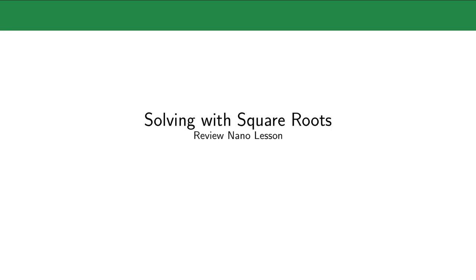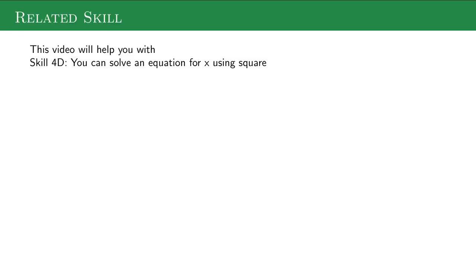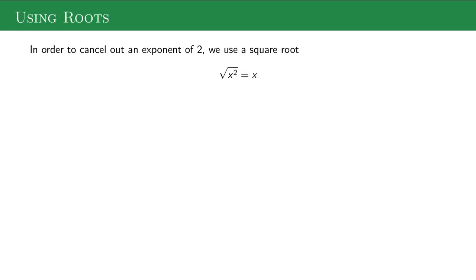In this speedy review video, we're going to talk about solving with square roots. So it's going to help you with skill 4D, which is solving with square roots. All right, so in order to cancel out an exponent of 2, so the square exponent, we use a square root. So square roots and squares are opposites. They cancel out, and I just get x.